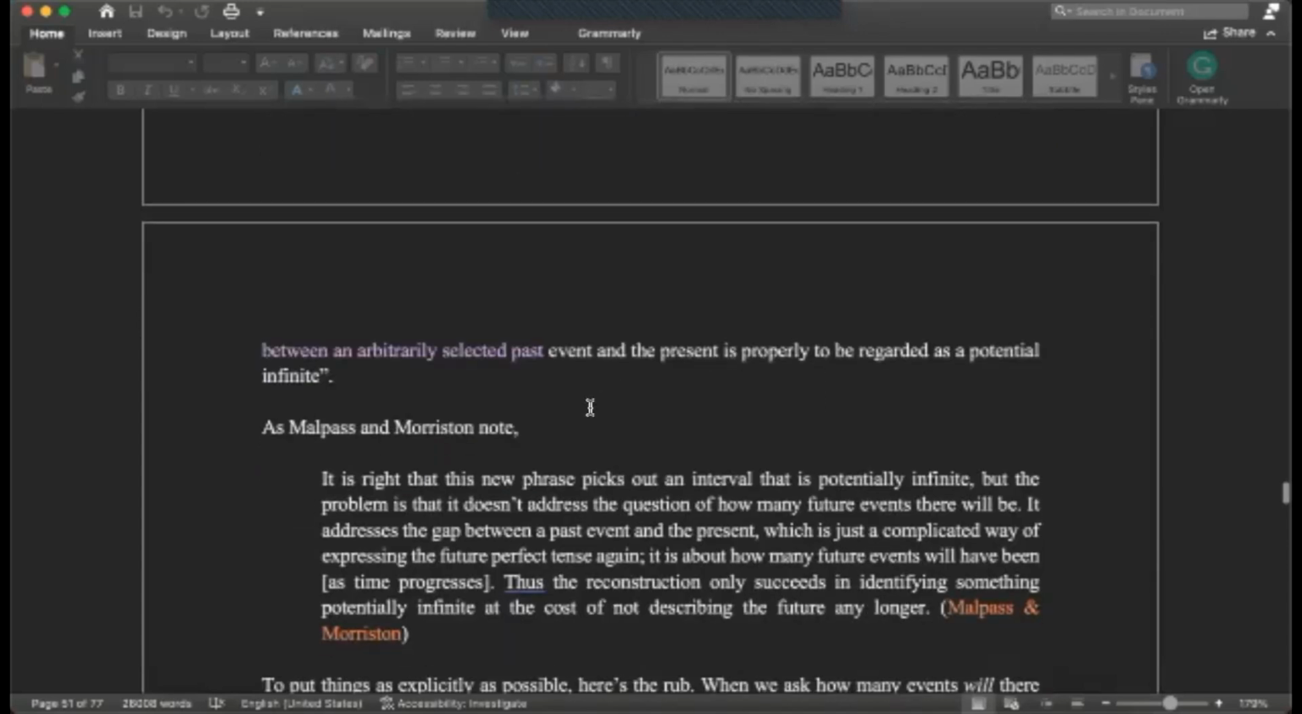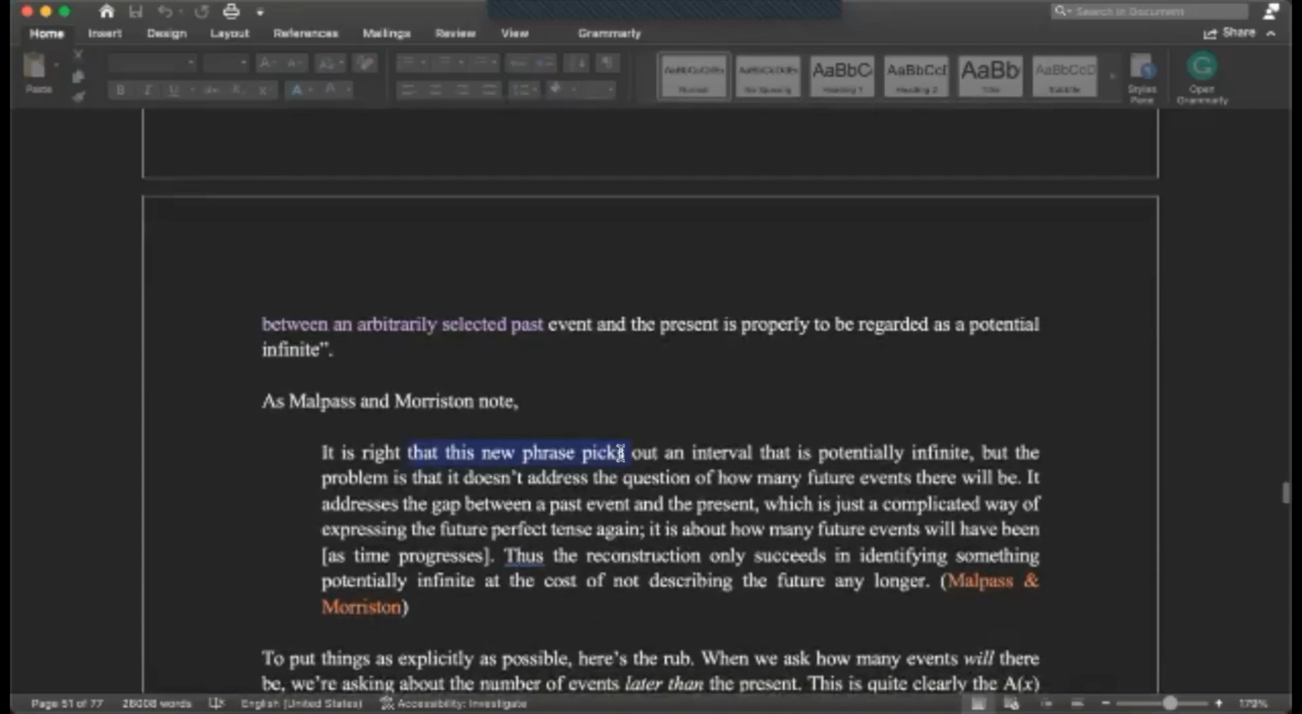As Malpass and Morstan note in this regard, it is right that this new phrase picks out an interval that is potentially infinite, but the problem is that it doesn't address the question of how many future events there will be. It addresses the gap between a past event and the moving present, which is just a complicated way of expressing the future perfect tense again. It is about how many future events will have been as time progresses. Thus, the reconstruction only succeeds in identifying something potentially infinite at the cost of not describing the future any longer. We're not describing the simple future, the future simpliciter.